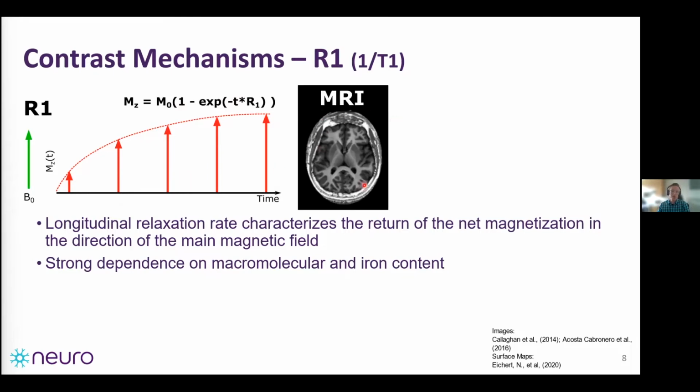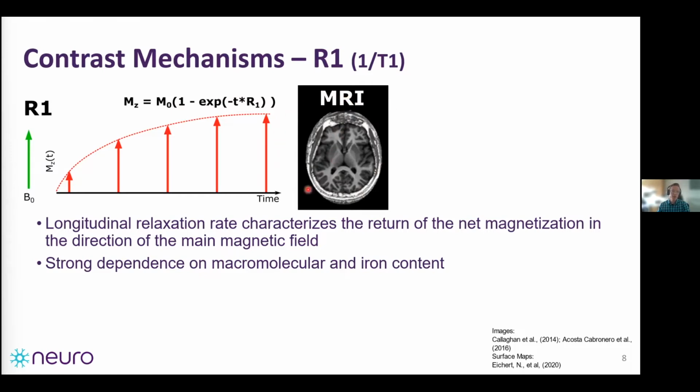You can get a map that sort of looks like this. So this is an axial slice where we're looking from sort of the back of the brain to the front, where the eyes would be up here. R1 maps are typically characterized by really strong gray matter, white matter contrast, where the white matter appears brighter than the gray matter.